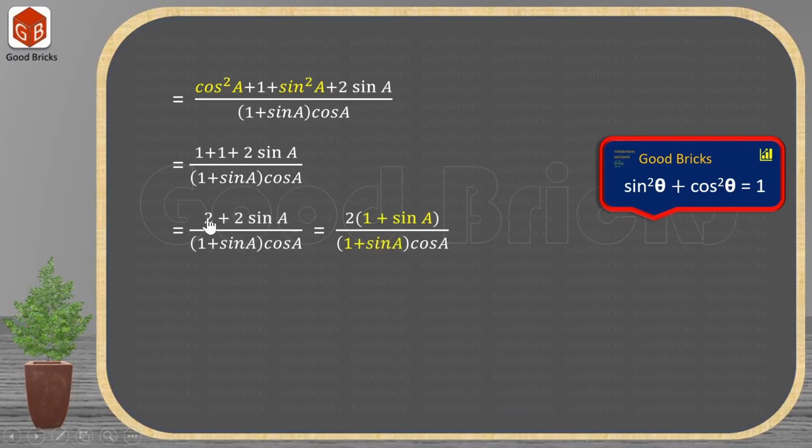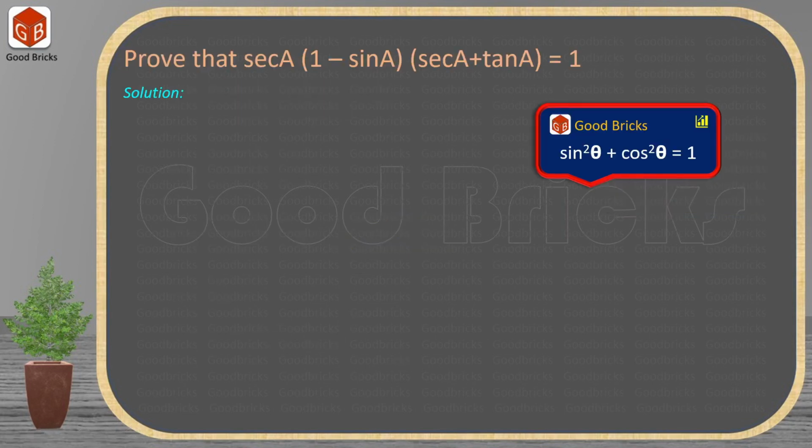From this, if you take 2 common, you can write 2 into 1 plus sin A. Here 1 plus sin A is there, here 1 plus sin A is there. You can cancel them. After cancellation, you will be left with 2 by cos A. And you know that cos A is the reciprocal of secant theta. So you can write 2 into secant A. And this is what they asked us to prove. Let us solve one more problem using trigonometric identities.